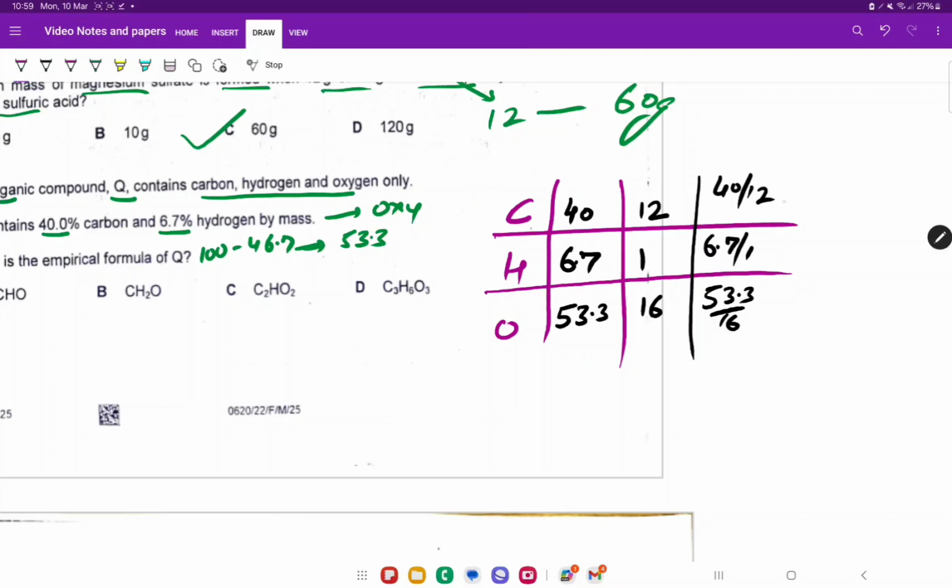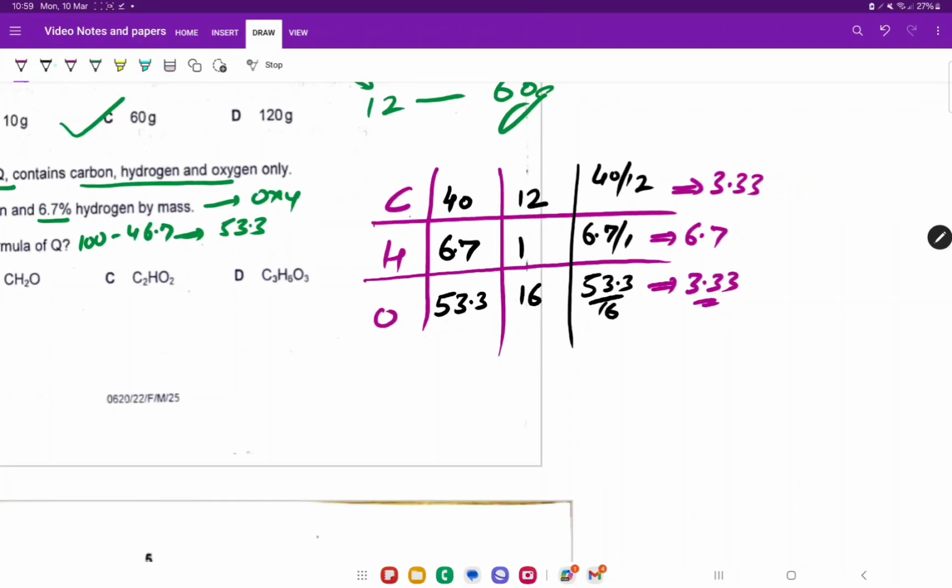I am getting 40 divided by 12 is 3.33, 6.7, and this again 3.33. Which is the smallest? 3.33 is the smallest. So I'll divide all by 3.33. So when I divide all, this is divided by 3.33. 6.7 divided by 3.3.